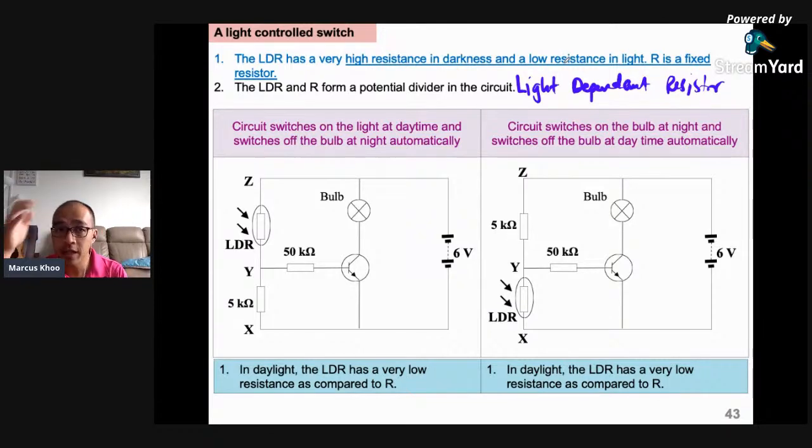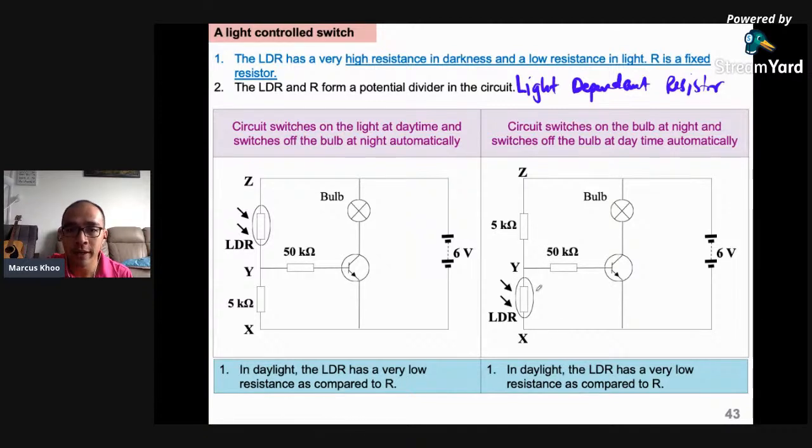Because after this we're going to see a heat control switch, I want you to make sure you remember this difference. LDR in darkness has high resistance. In the light, it has very low resistance. Okay, so think about this.